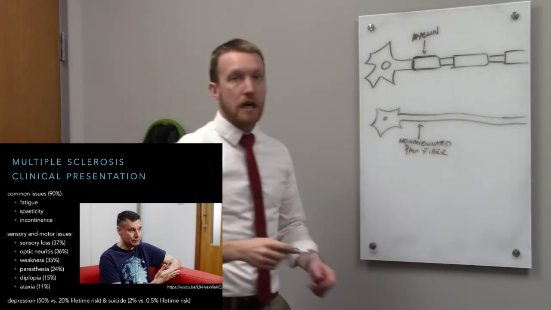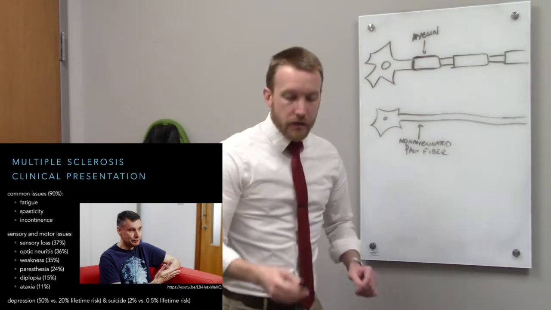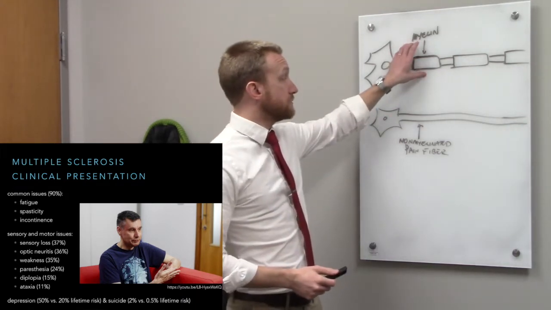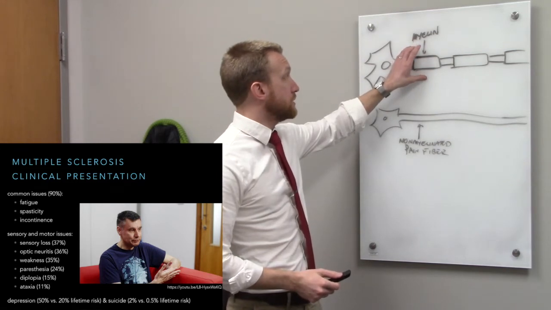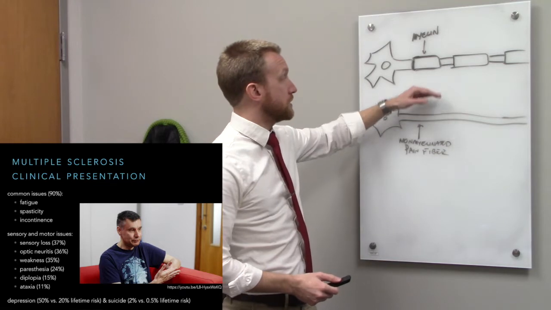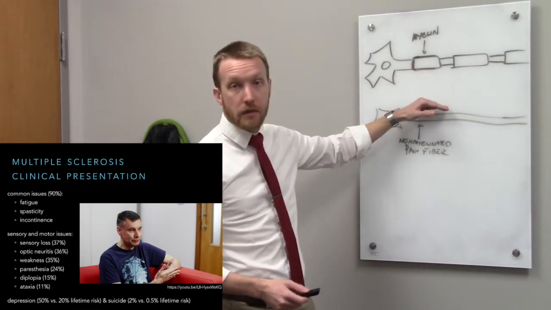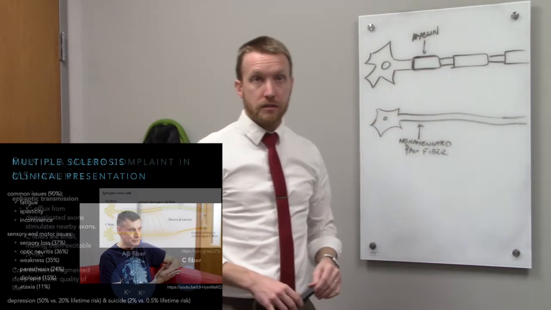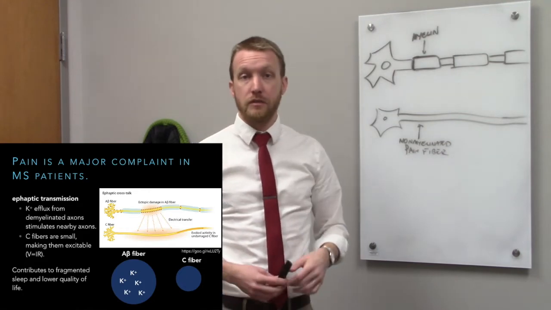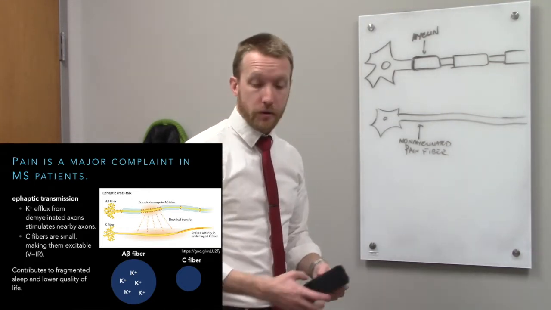So pain is not an uncommon symptom. And the reason for that likely has to do with the loss of myelin and the transmission of action potentials from myelinated to non-myelinated axons. This is something that we call ephaptic transmission. You can see this in the peripheral nervous system, but it can also occur in the central nervous system as well.